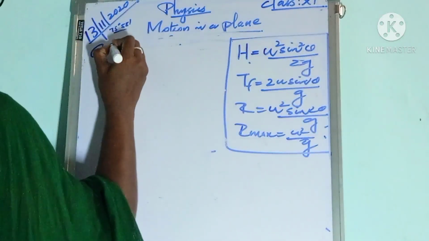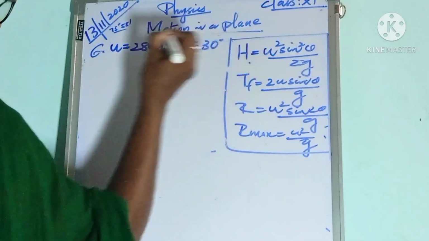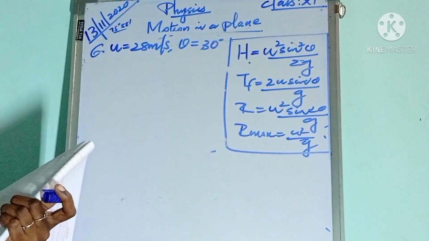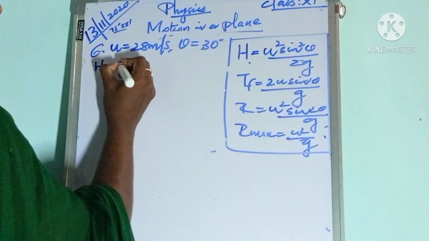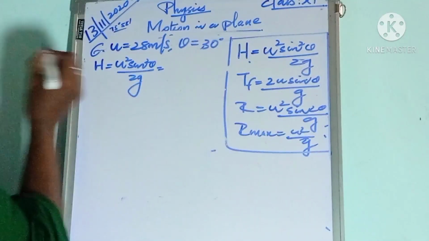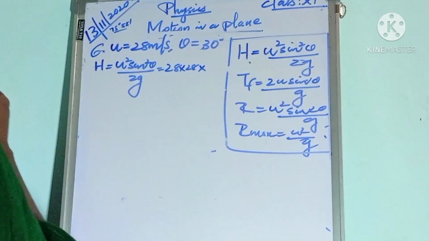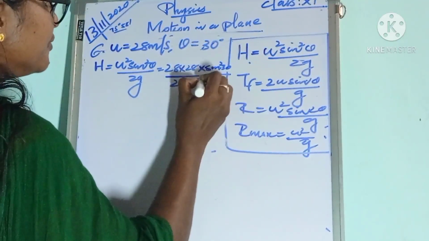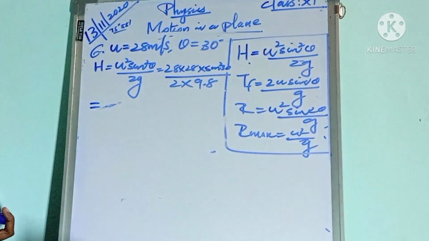Here it is actually a cricket ball that is thrown at a speed of 28 meter per second. So the initial velocity U is equal to 28 meter per second at an angle of 30 degree above the horizontal. We have to first calculate the maximum height. You know the equation for maximum height H is U square sin square theta by 2G. Then U square is 28 into 28, into sin square 30, divided by 2 into 9.8.